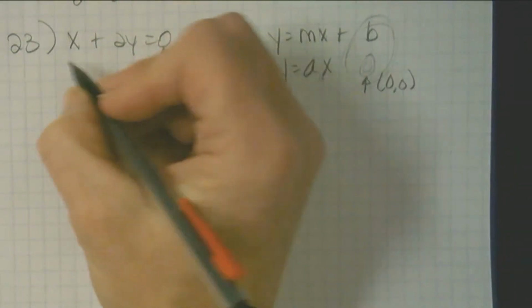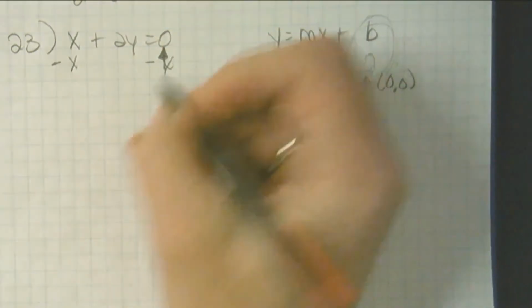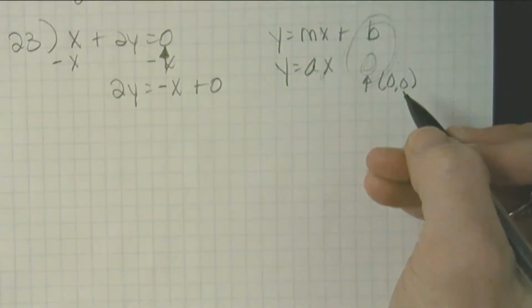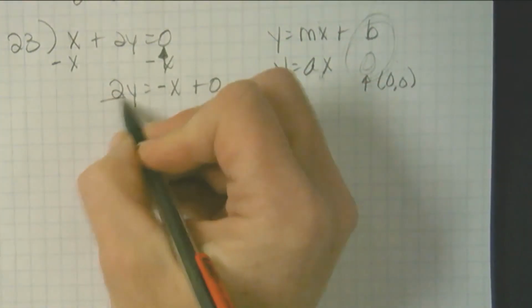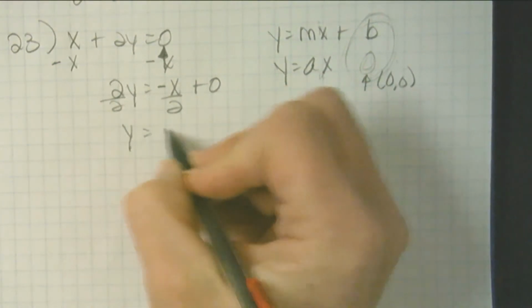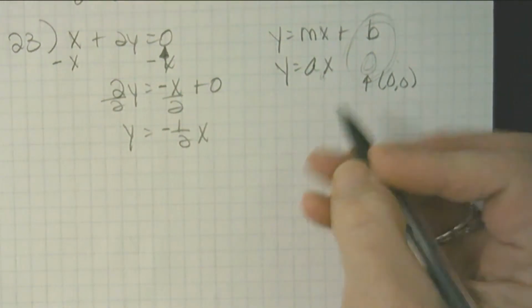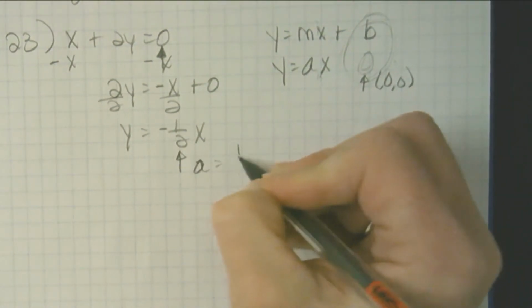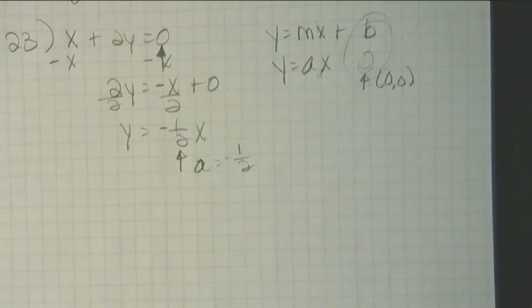All right, but to prove it, I'm just going to subtract x from both sides. So I have 2y is equal to negative x plus 0. I don't even need a 0. I'm going to divide each side by 2. y equals negative 1/2 x. So this is direct variation. So my constant of variation, that a value, is negative 1/2. Does that help you? Yep. They are the same form, right? It's just one will always have a y-intercept of 0.